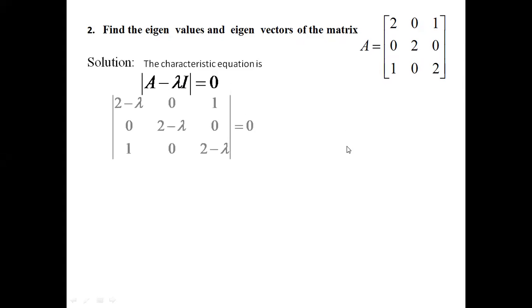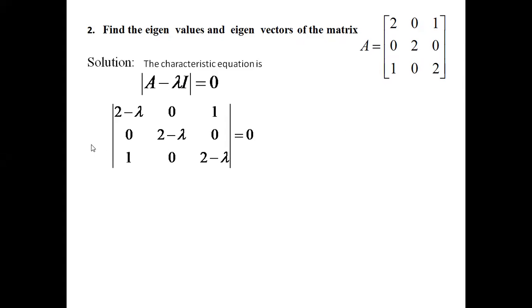So the characteristic equation becomes 2 minus lambda on the diagonal, here 2 minus lambda, and this is 2 minus lambda. The remaining elements are the same. Equate this determinant to 0. Now it is the determinant of a 3 by 3 matrix. To get the determinant, you know the process. Any row you select, first, second or third, or any column, you can expand this determinant through that row.